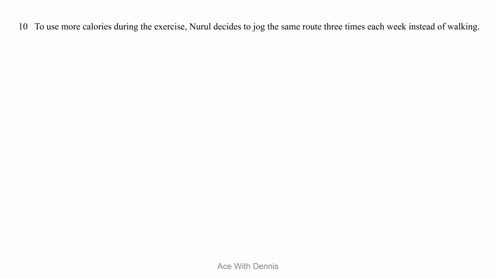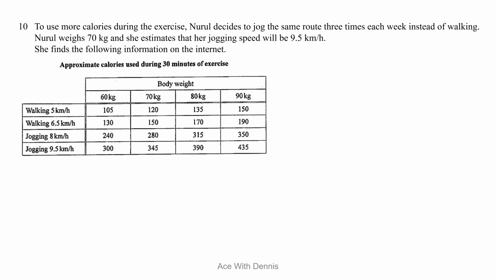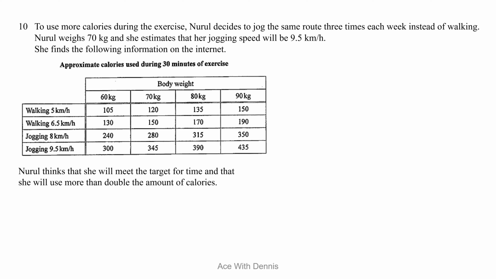To use more calories during the exercise, Nurul decides to jog the same route 3 times each week instead of walking. Nurul weighs 70 kilograms and she estimates that her jogging speed will be 9.5 kilometers per hour. She finds the following information on the internet. So this is a table which shows the approximate calories used during 30 minutes of exercise. Nurul thinks that she will meet the target for time and that she will use more than double the amount of calories. Is Nurul correct? Justify your decision with calculations.